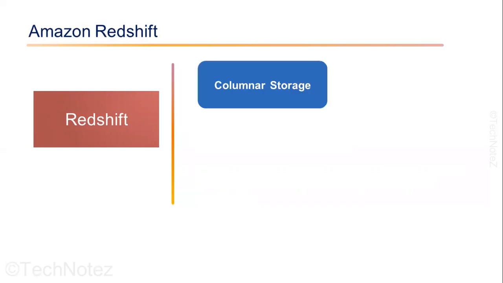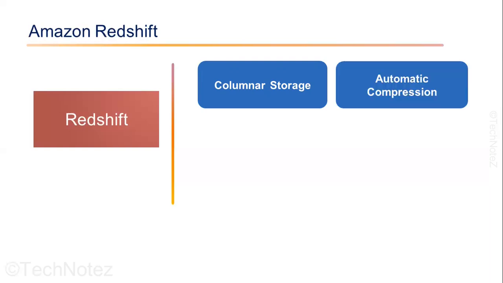Columnar storage. Redshift uses columnar storage, which stores data in a highly compressed and optimized format to improve query performance and reduce storage cost. Automatic compression. Redshift automatically compresses the data based on the column data type and the encoding scheme, reducing the amount of storage needed and improving query performance.